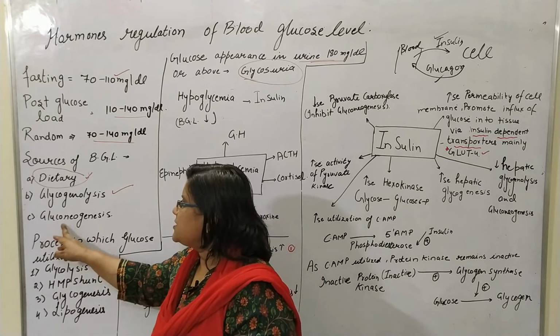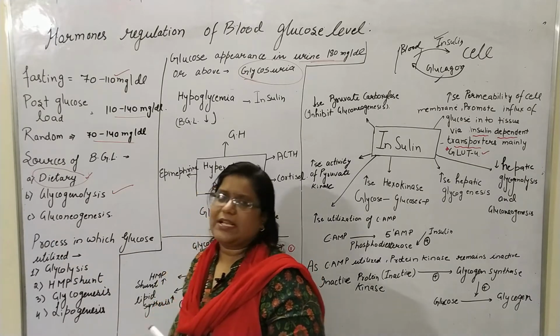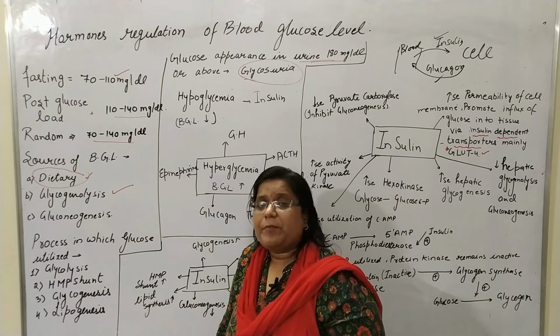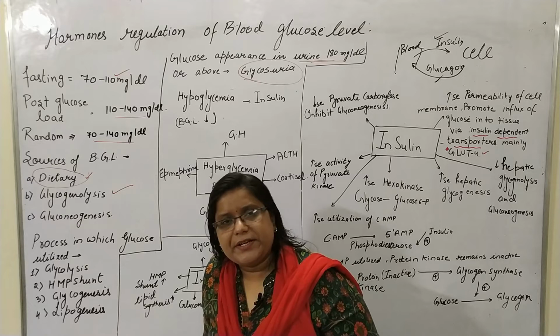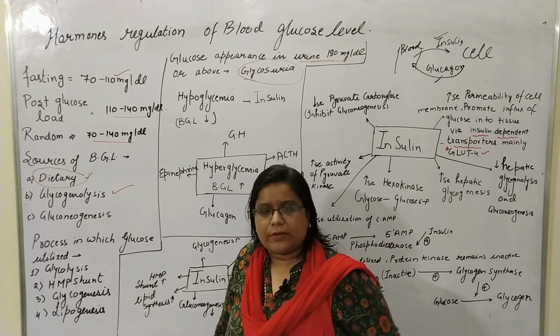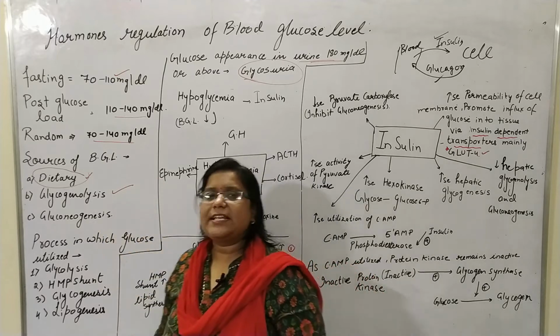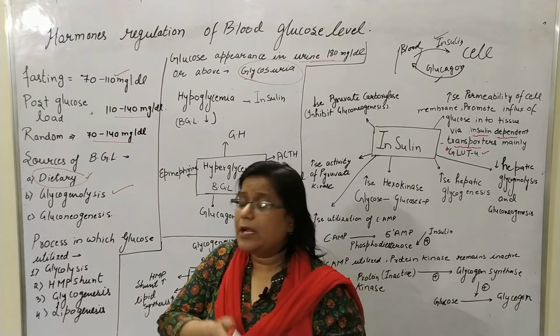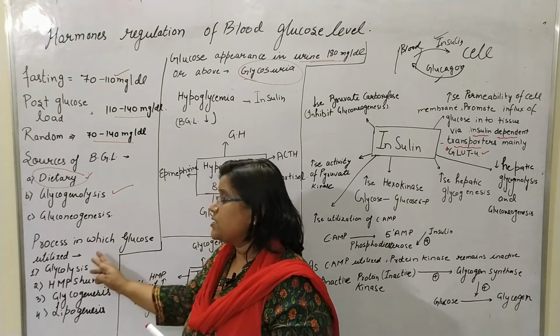Now the third is gluconeogenesis, the formation of carbohydrate from non-carbohydrate sources. So gluconeogenesis increases our blood glucose level. These processes increase our blood glucose level, but there are also some processes in which the blood glucose is utilized.